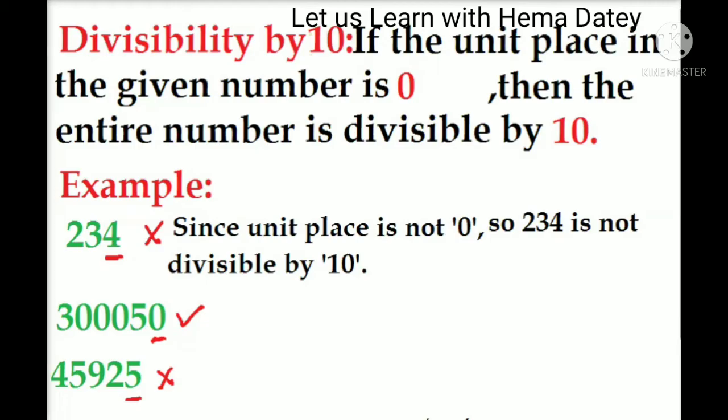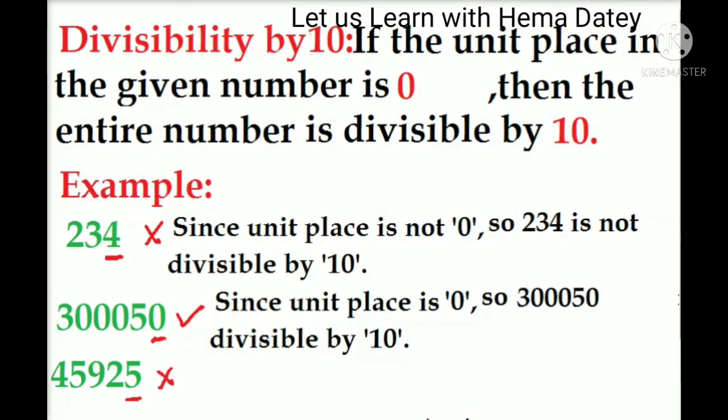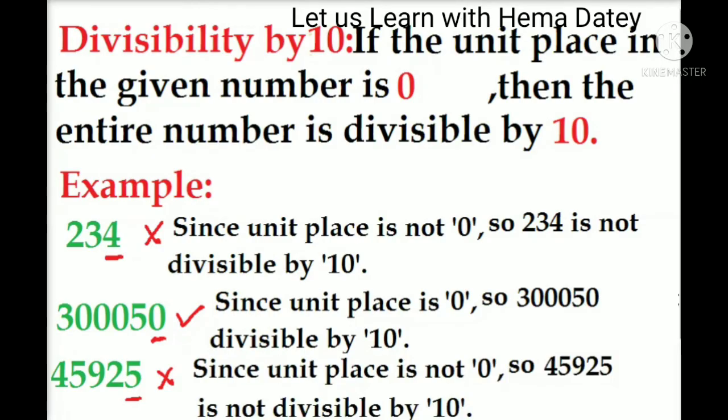For first number, we will write, since unit place is not 0, so 234 is not divisible by 10. For second number, we will write, since the unit digit is 0, so the entire number is divisible by 10. In the third part of the example, we will write, since the unit digit is not 0, so the entire number is not divisible by 10.